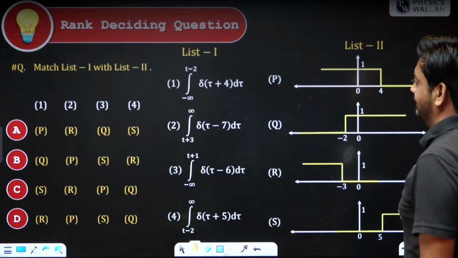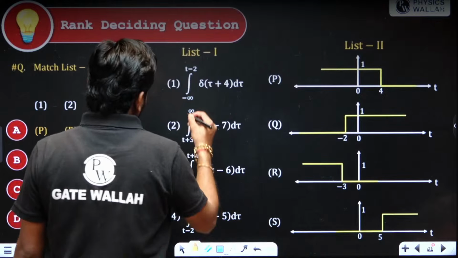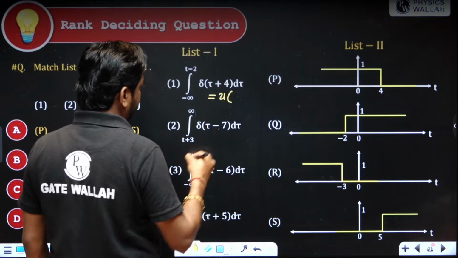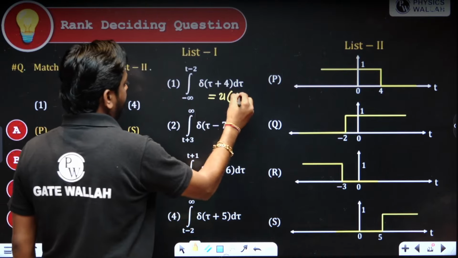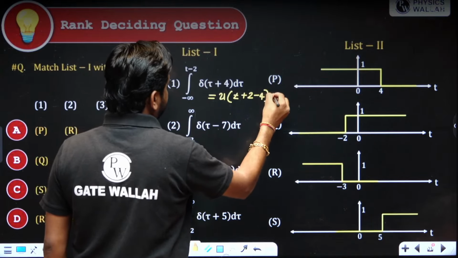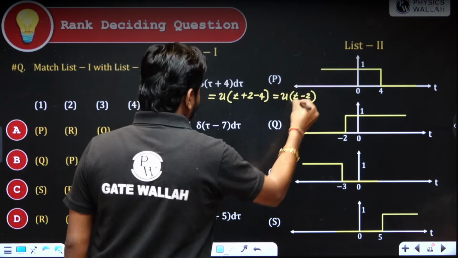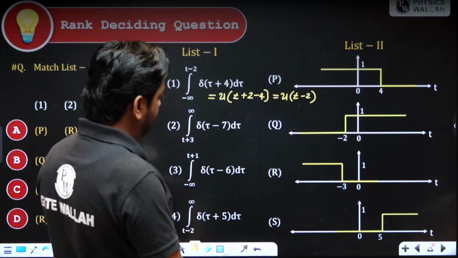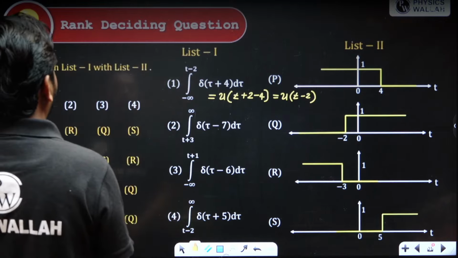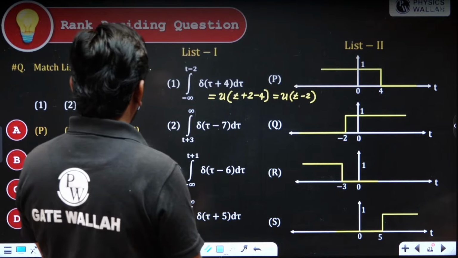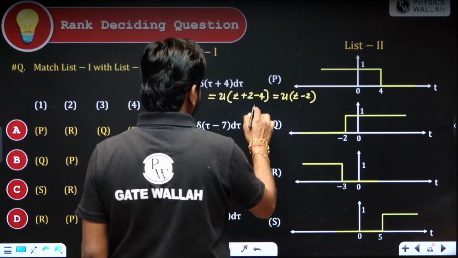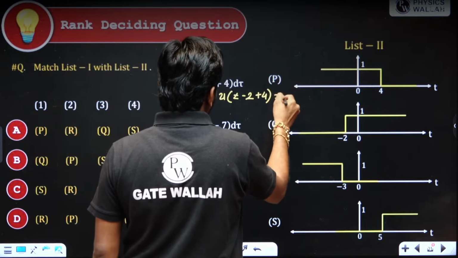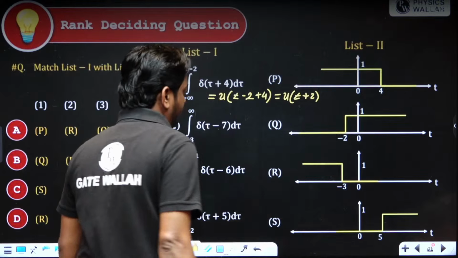Match list 1 with list 2, guys. Mathematical expressions are given. So minus infinity to t, guys. This is a right sided step function, with opposite sign, t plus 2 minus 4, so this is u of t minus 2. Starting from 2, going towards the right side. Sorry, here this is the same sign. Right sided signal, I just told you yesterday. Same sign, guys, so u of t plus 2, starting from minus 2, going towards the right side.